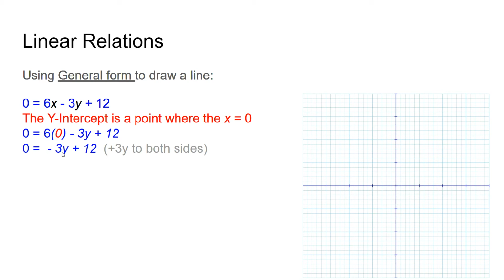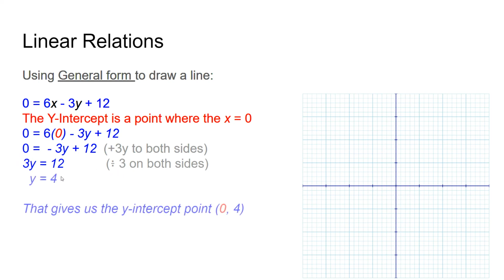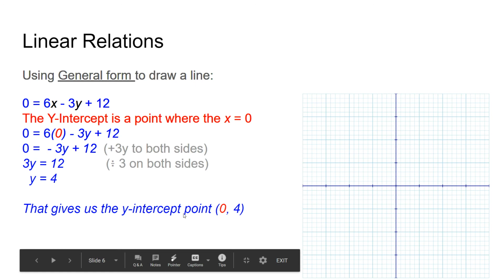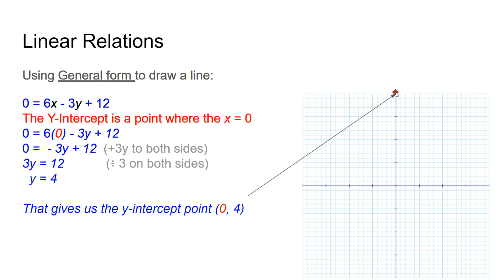Second step, now we're just solving the equation to find what the value of y is. First we add 3y to both sides. So now we have 3y equals 12. So the minus 3y goes away. Next, to get rid of the coefficient of y, which is 3, we divide both sides by 3, and we find that y is equal to 4. So that gives us the y-intercept point of 0, 4. And we'll put 0, 4 on our line up here on the y-axis.